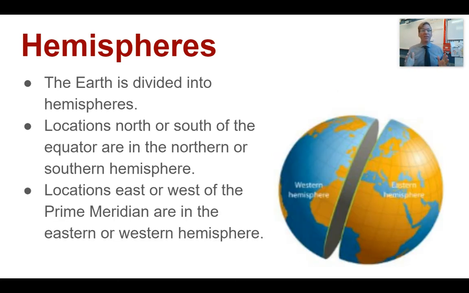Likewise, for east-west, the prime meridian is going to be our dividing line, slicing the Earth in half. East of the prime meridian, you're in the eastern hemisphere. West, you're in the western hemisphere.